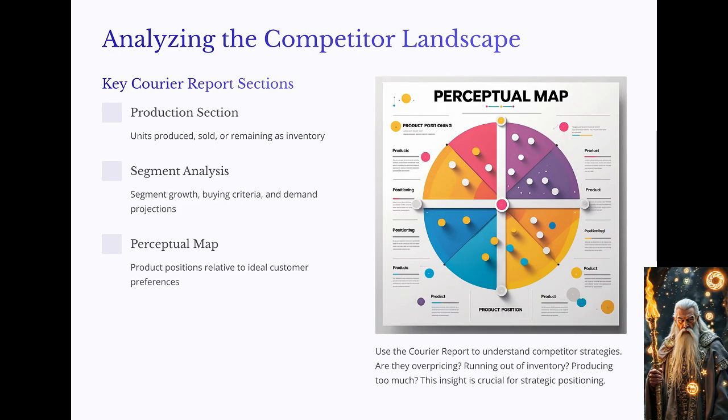Check your competitor landscape. Courier report. Next, open the Courier report from the most recent round. This shows how all 6 companies, including yours, performed in terms of sales, pricing, customer satisfaction, market share, and more. You'll want to focus on 3 parts of the Courier report. Production section tells you how many units were produced, sold, or left as inventory. Segment analysis gives you key data about segment growth, buying criteria, and demand projections. Perceptual map shows where your products currently are and how far they are from the ideal spot.